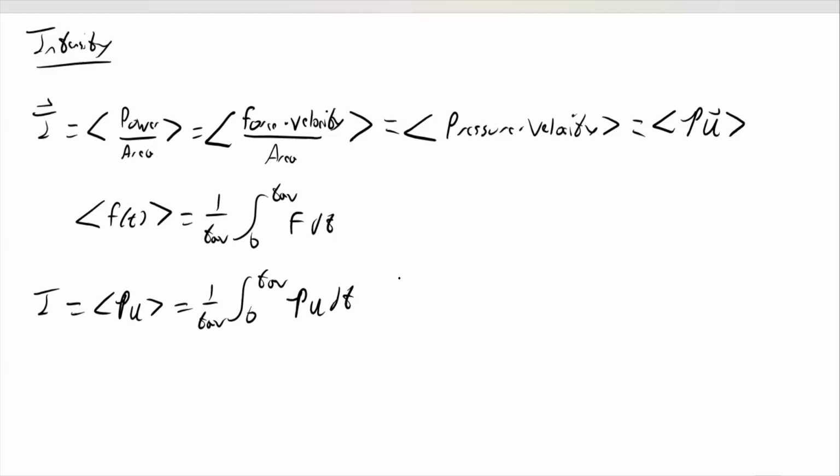Now here, if you're looking at a periodic wave, T av is the period of that wave. If you're looking at a transient signal, T av is the duration of said transient signal. And if you're looking at non-periodic waves such as noise, you let T av be some really long time, such that you're essentially taking T av goes to infinity. So you want a really long time.